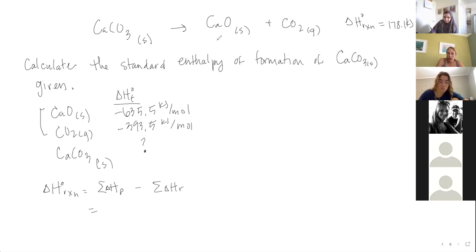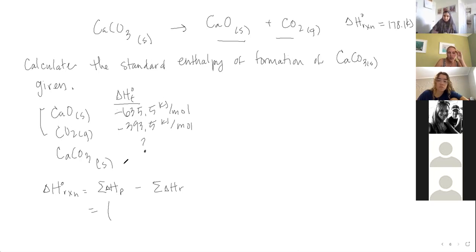So here our products are calcium oxide and carbon dioxide. Well, I'm sorry, I should have started at the beginning. First, we need to make sure our equation is balanced. We have 1 calcium, we have 1 carbon, and we have 3 oxygen. So the equation is balanced. That's why I just skipped over that.